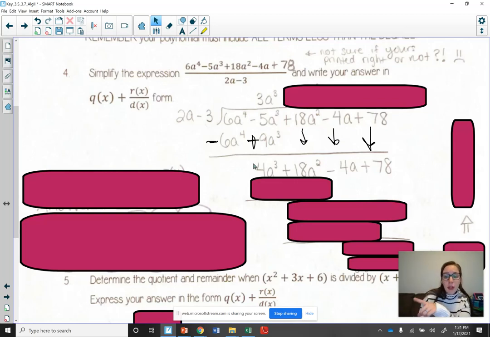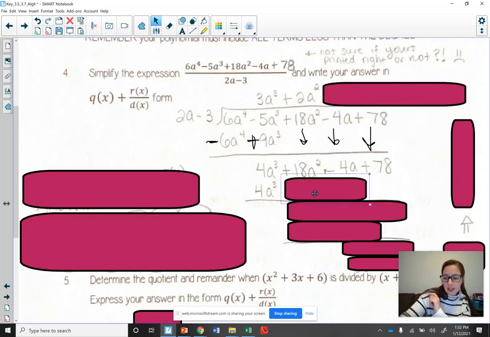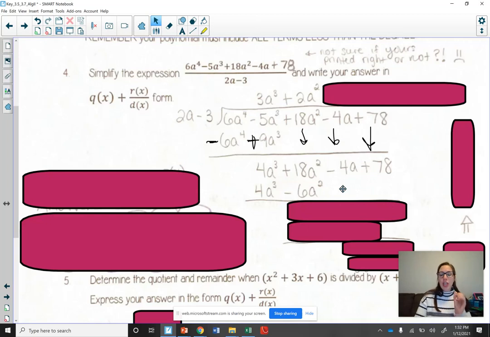So now you look at this first term, 4a to the 3rd, and again, divide by the 2a in front. 4a to the 3rd divided by 2a is 2a squared, right? So you remultiply, you know you're going to get 4a to the 3rd. We already know it. What you still need to do is 2a squared times the -3. That is -6a squared.